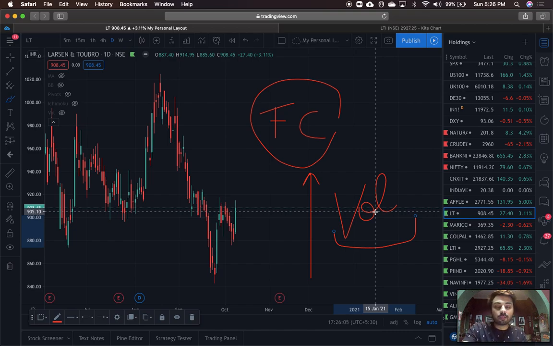So some examples of fundamental catalysts can be earnings. Currently we are in the earnings season. So Wipro, Infosys, Mindtree, Larsen and Toubro Infotech, these companies post earnings this week. So these stocks will be in focus.